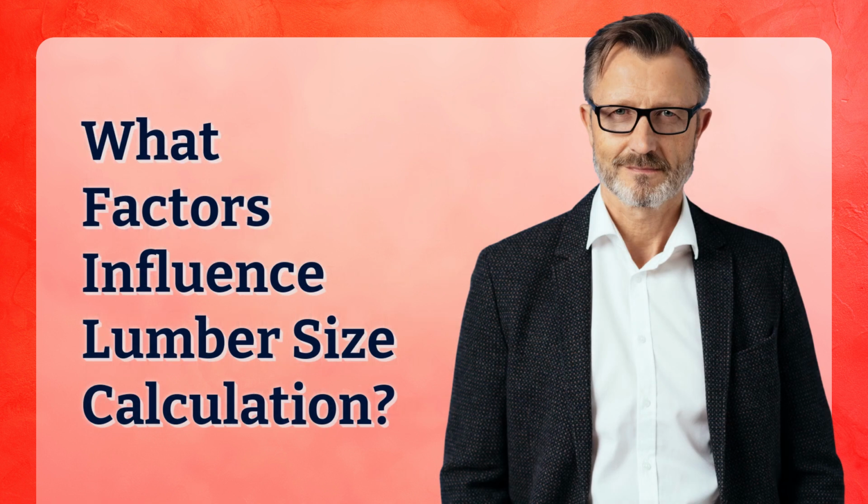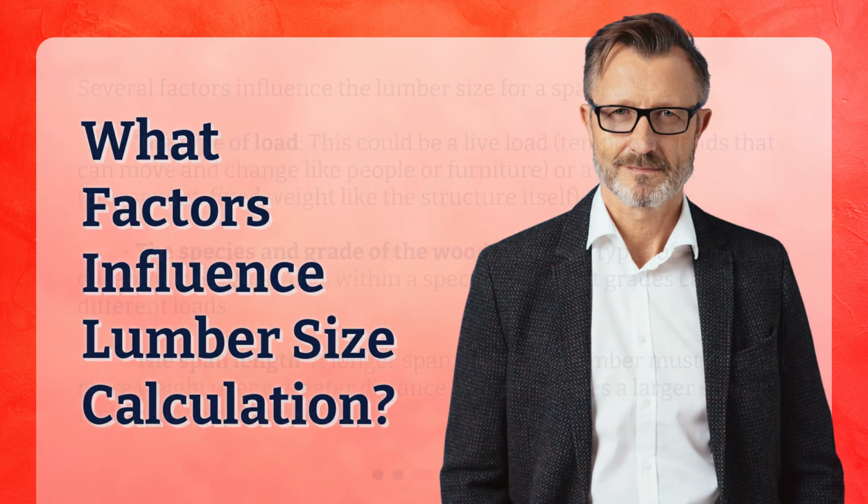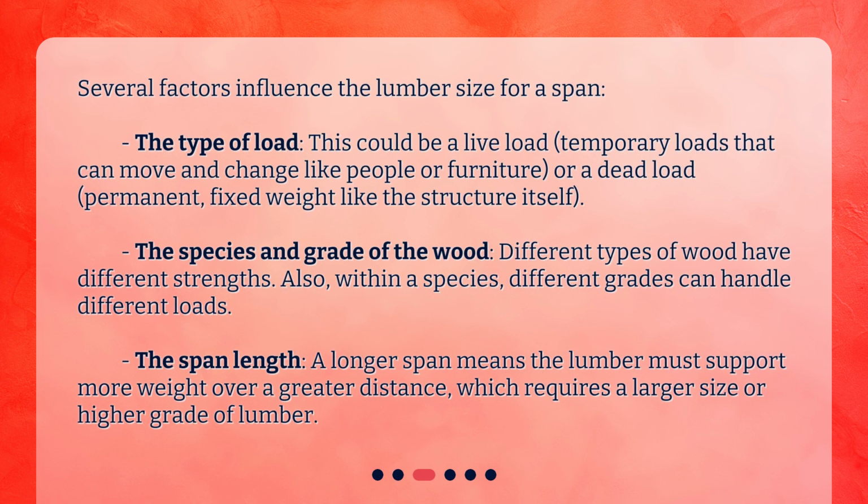What factors influence lumber size calculation? Several factors influence the lumber size for a span. The type of load. This could be a live load, temporary loads that can move and change like people or furniture, or a dead load, permanent, fixed weight like the structure itself. The species and grade of the wood. Different types of wood have different strengths. Also, within a species, different grades can handle different loads. The span length. A longer span means the lumber must support more weight over a greater distance, which requires a larger size or higher grade of lumber.